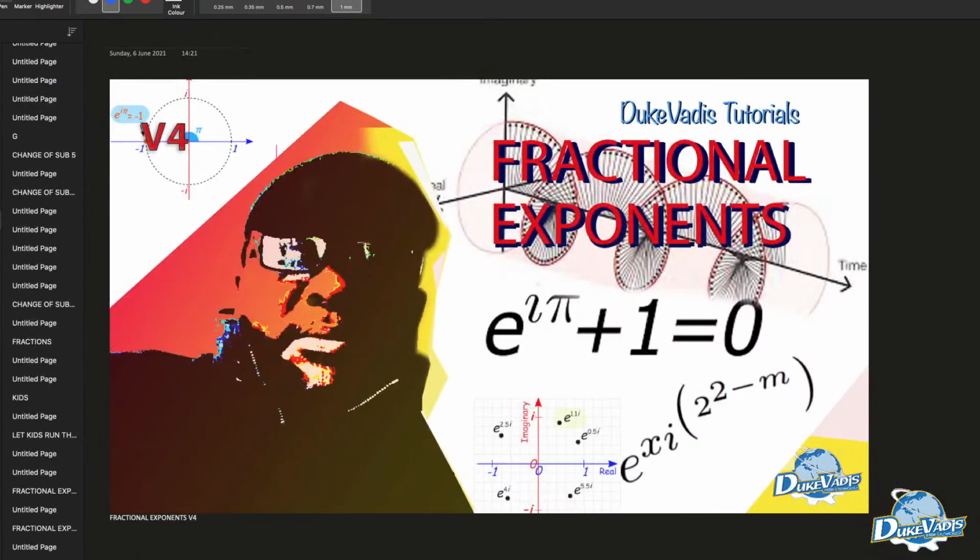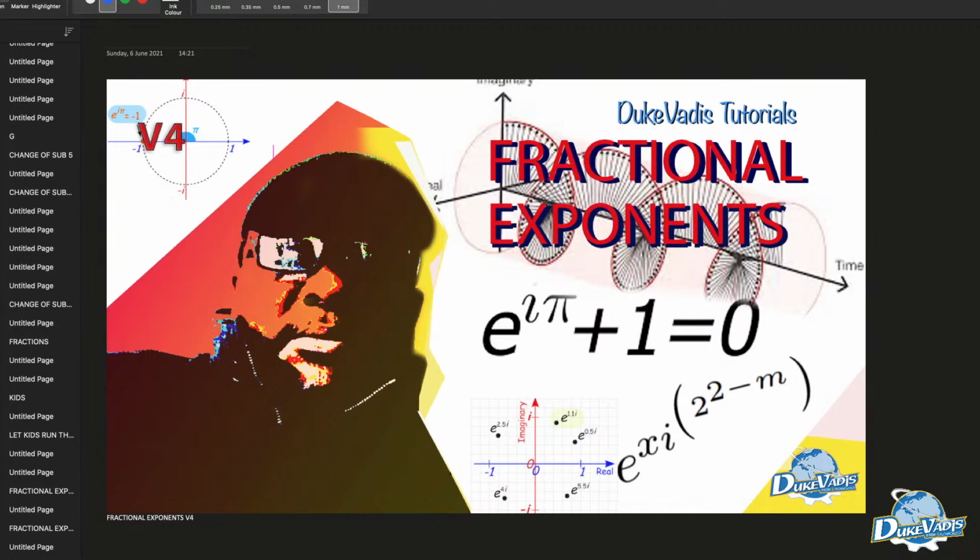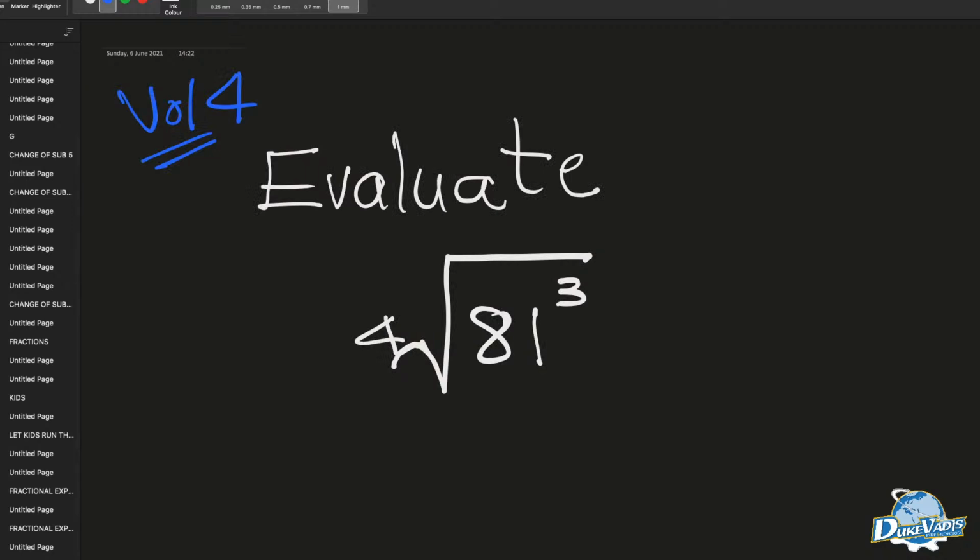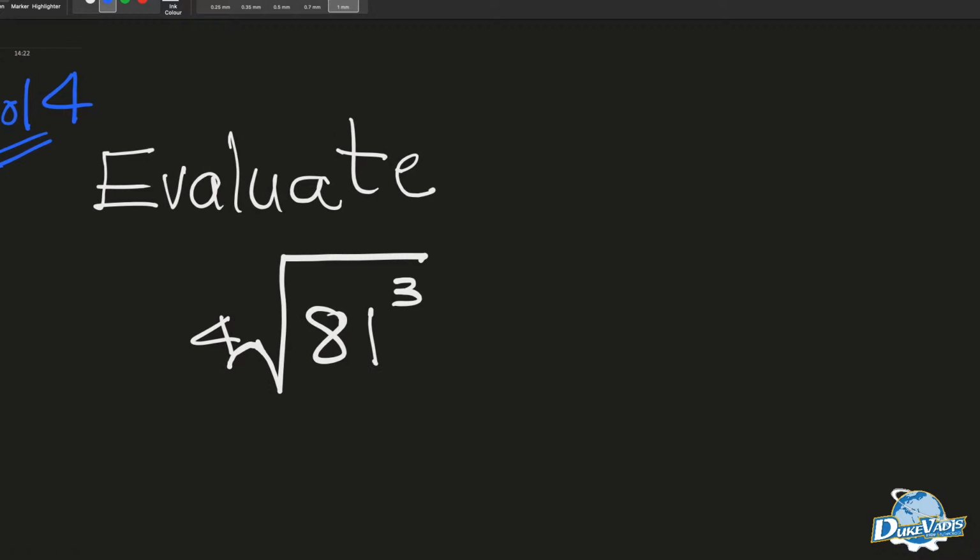Exactly. This is volume 4 of our series, Fractional Exponent, friends. Well, as I said, it wasn't going to be long at all. And here we are to set the ball rolling. So the next question we are going to look at is the one I'm about to unveil. There's the question. The question says, evaluate the 4th root of 81 cube.